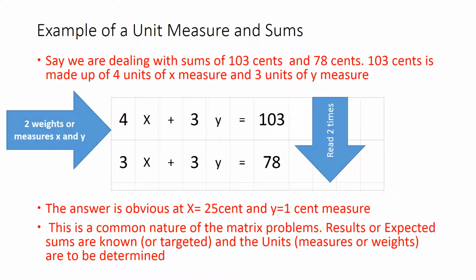algebraically by subtracting the second equation from the first, giving the denomination of the first coin as 25 cents. Then either of the equations could be used to ascertain the second unit measure as 1 cent.